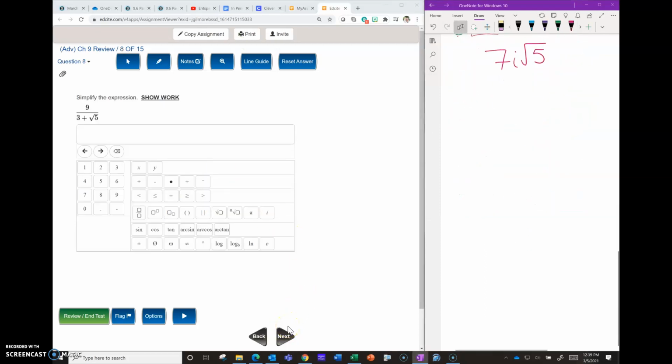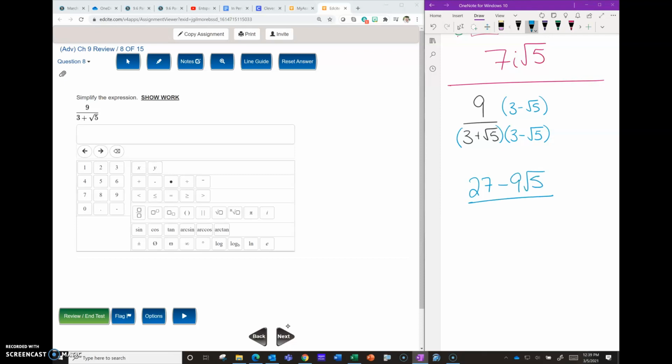Another one asking you to show your work. When you have a radical on the bottom, you need to multiply the bottom and the top by the conjugate. So if it's 3 plus square root of 5, you'd multiply by 3 minus the square root of 5. On the top, you distribute. You've got 27 minus 9 times the square root of 5.